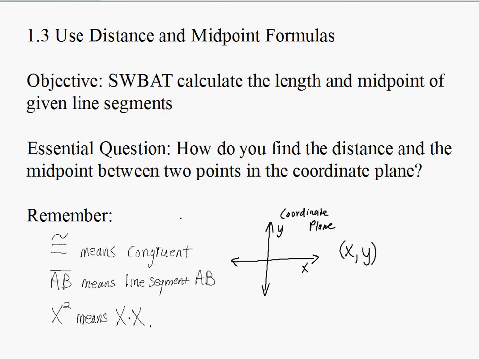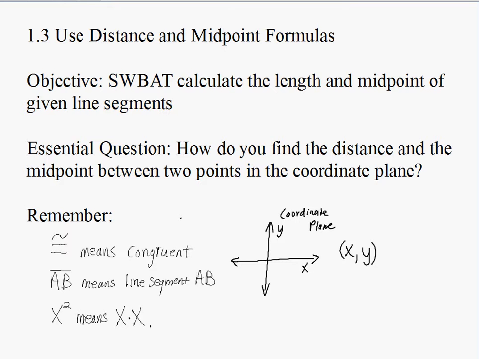Anyway, today we're going to basically give you two formulas, vocab words, and some stuff to remember. Let's remember that the student should be able to calculate the length and the midpoint of given line segments. So if I give you line segment AB, and I give you the coordinates of A and B, you'll be able to find the midpoint and the distance. Your essential question: how do you find the distance and midpoint between 2 points in the coordinate plane? If you can't answer that at the end of this lecture, you and I need to have a conversation.